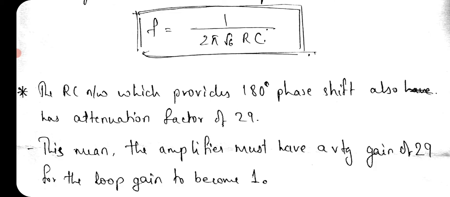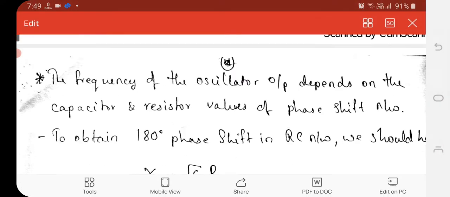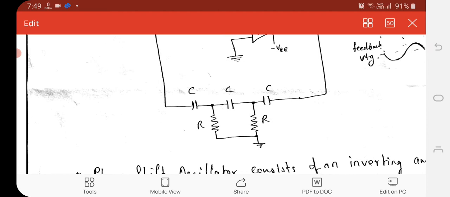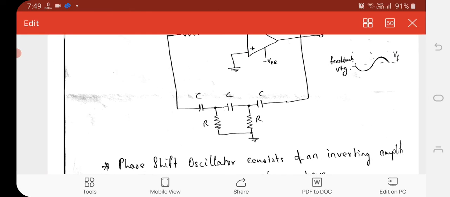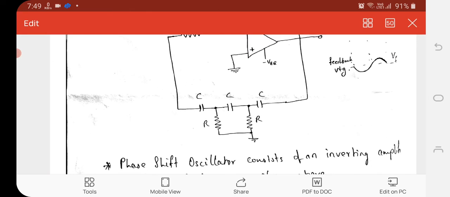Means the RC network which we are using here, along with the op amp, is producing an attenuation of 29. Means it is producing a loss. What is attenuation? Opposite of gain, right? Means it is producing a negative gain of 29, right? So if you simply use this circuit as it is, with its present condition, then it will simply produce a negative gain of 29, that is attenuation of 29, isn't it?